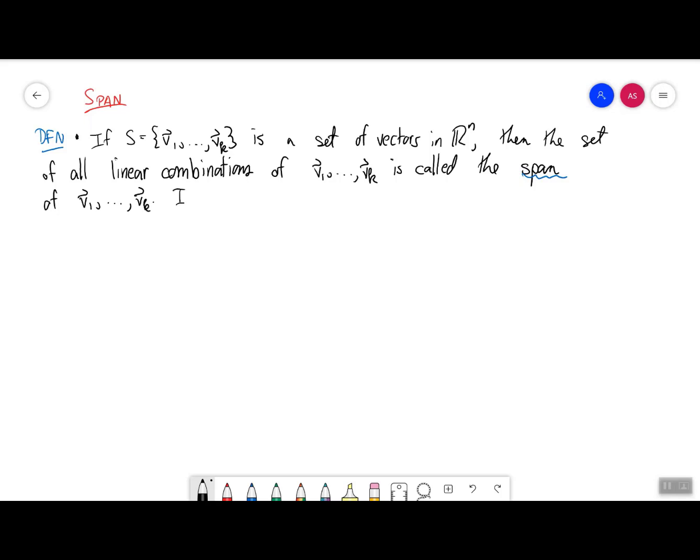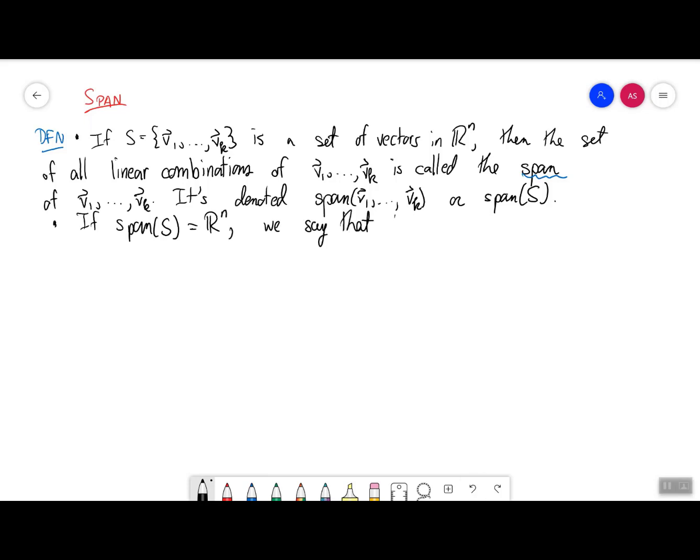It's written span of V1 through Vk, or sometimes span of S, to emphasize the name of the set. In this case, the span of the set S is equal to all of Rn. We say that the set S is a spanning set for Rn.